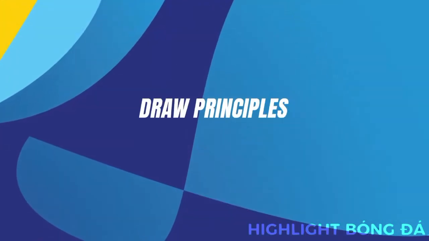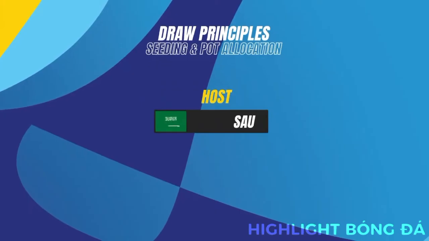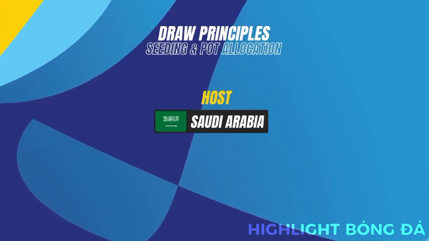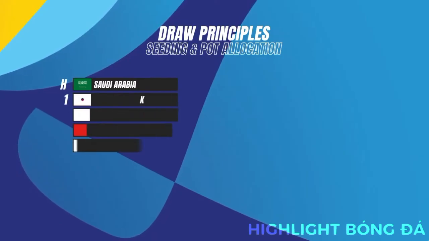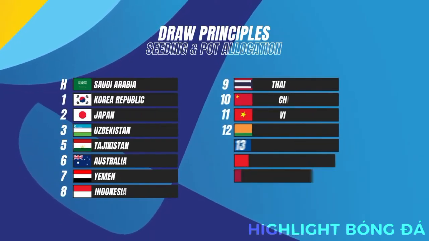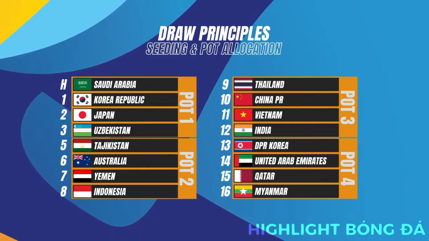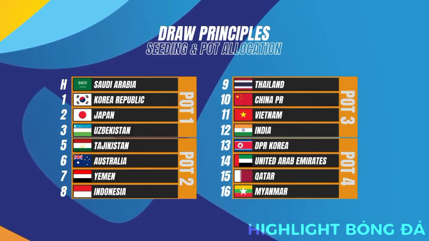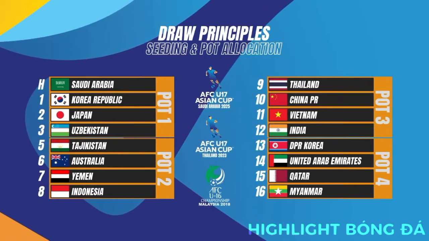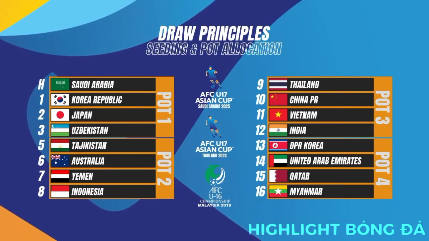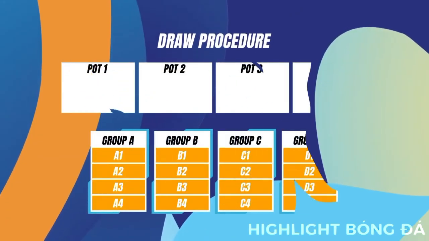Draw principles. Seeding and pot allocation. As the host association of the finals, Saudi Arabia shall be seeded into Pot 1 as the top-seeded country. The remaining 15 participating teams are seeded into 4 pots based on the point system set by the AFC Competitions Committee. Points are calculated based on each participating member association's final ranking in the 3 most recent editions of the AFC Under-17 Asian Cup.